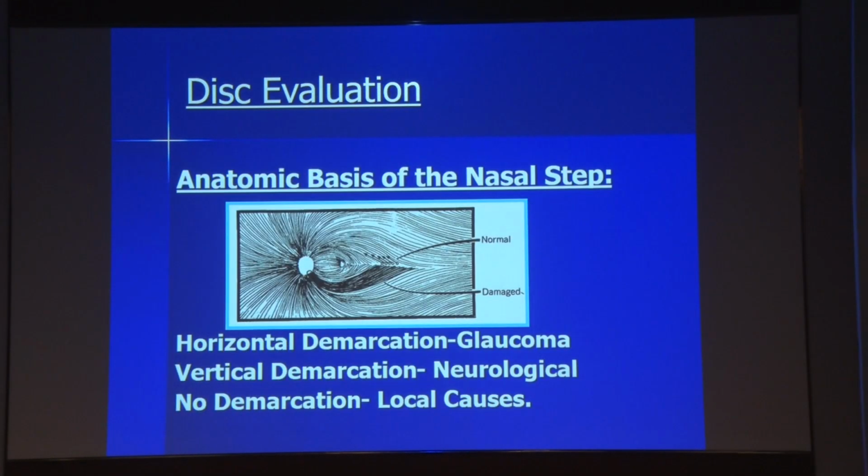Whereas if you see here, at the edge of the optic disc, if there is an injury or a damage, the entire arcuate fiber gets affected, and this is the typical nasal step that is formed in glaucoma. So if there is a horizontal demarcation, it is classical of glaucoma. If there is a vertical demarcation in the visual field, it is classical of neurological disorders. And if there is no demarcation, there can be a local cause, as I showed you in the first slide.